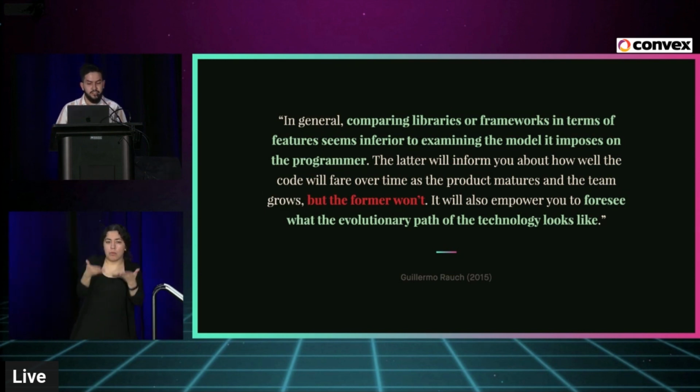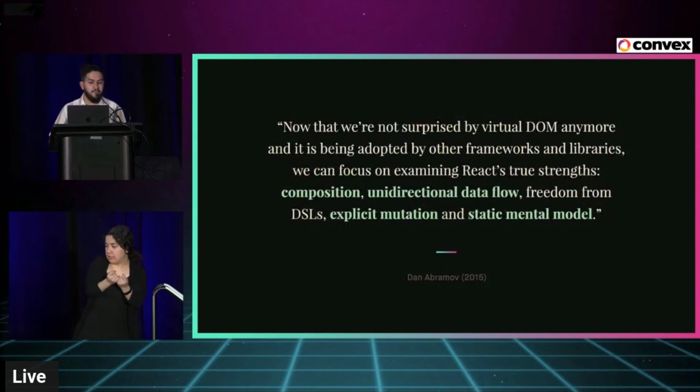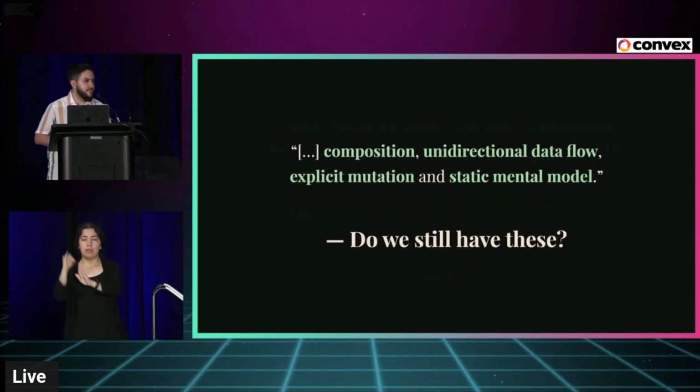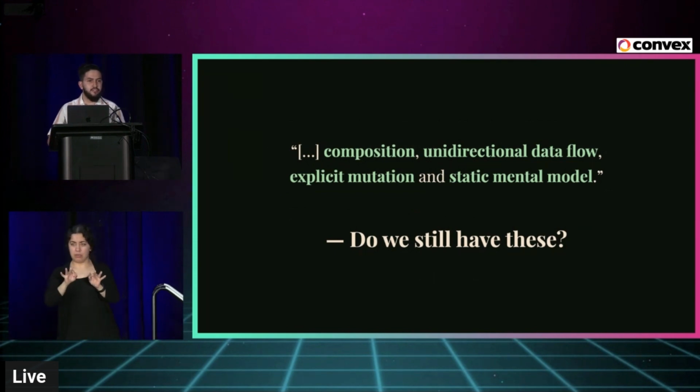And connecting this to the continuation of Dan's post, now that we're not surprised by VDOM anymore and it's being adopted by other frameworks and libraries, we can focus on examining React's true strengths: composition, unidirectional data flow, I would say that freedom from DSLs didn't age well, but explicit mutation and static mental model. So if we highlight just these, I think that's the question we should ask ourselves. Does React in 2024 still have these?